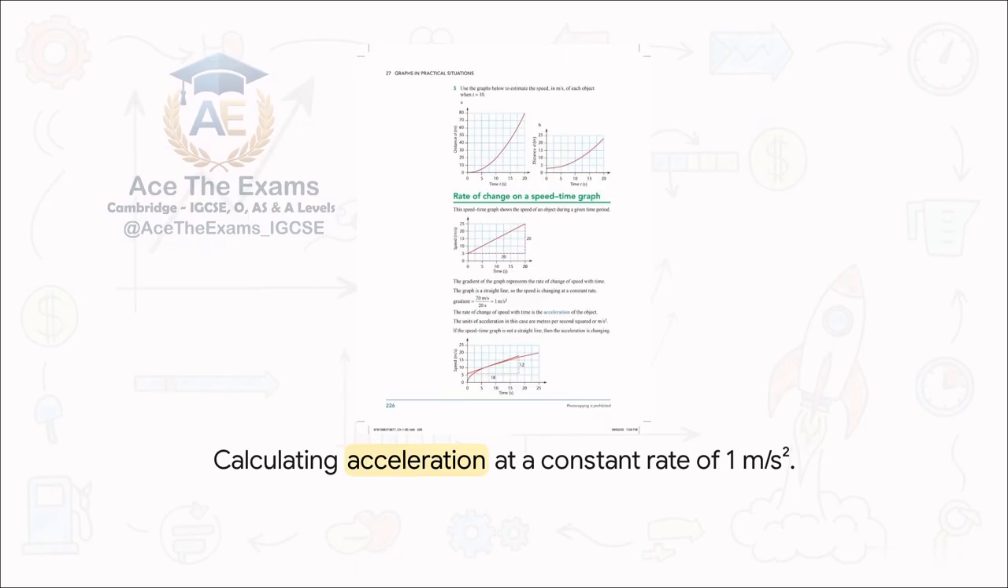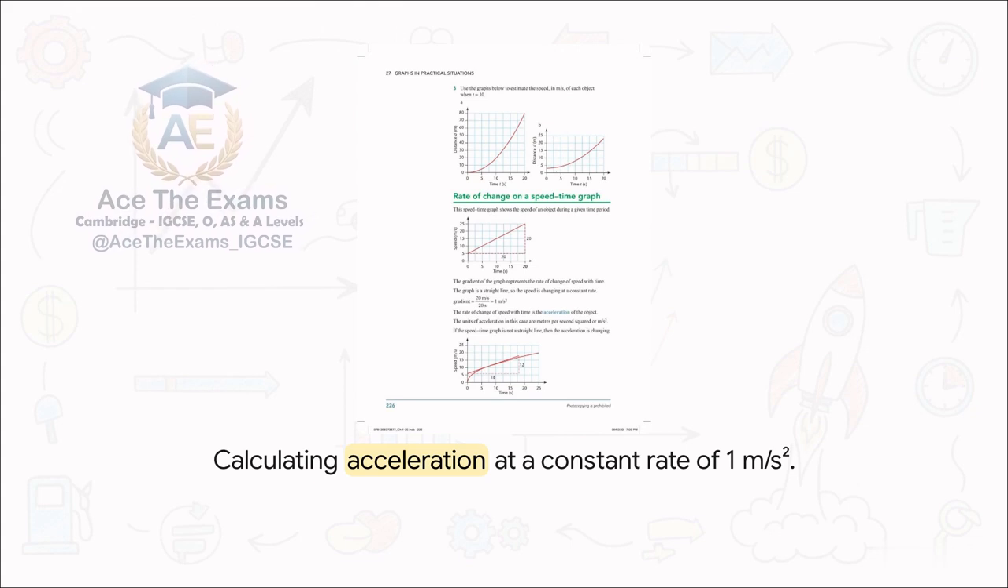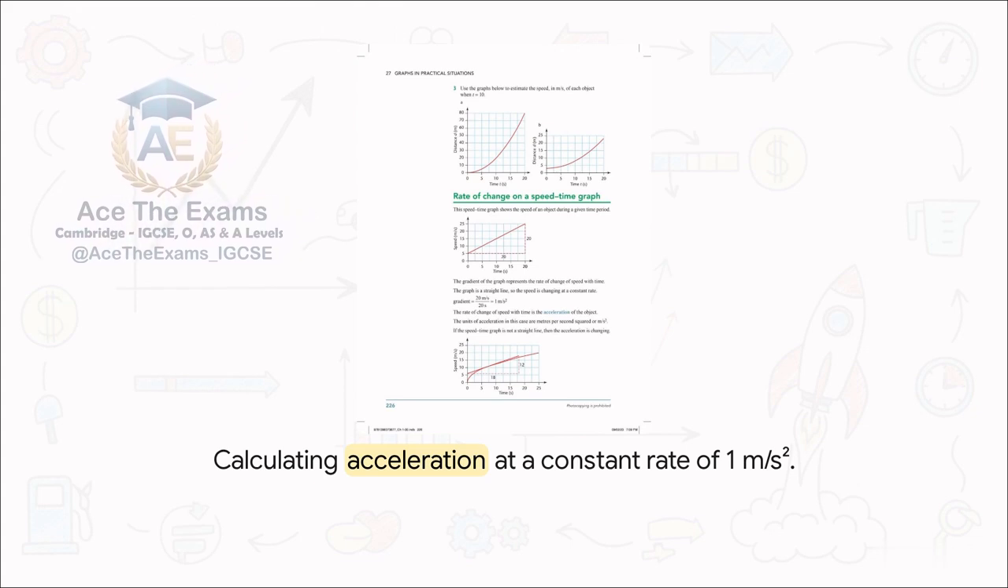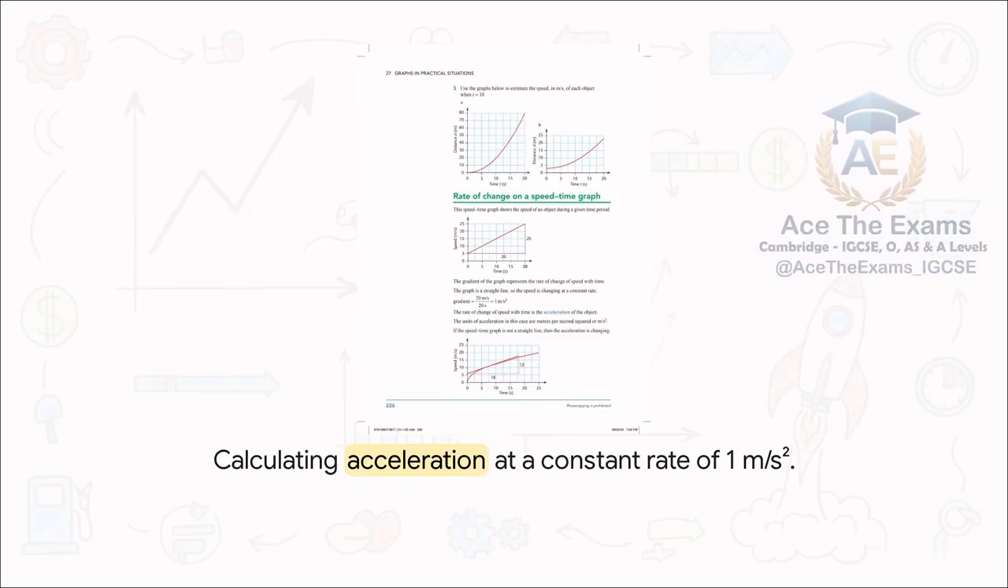Using our gradient tool, change in vertical divided by change in horizontal, we divide 20 by 20. The acceleration is exactly 1. Now, here is Alex's flawed answer. The acceleration is 1 meter per second. Can you spot the flaw? Where is he losing the mark?